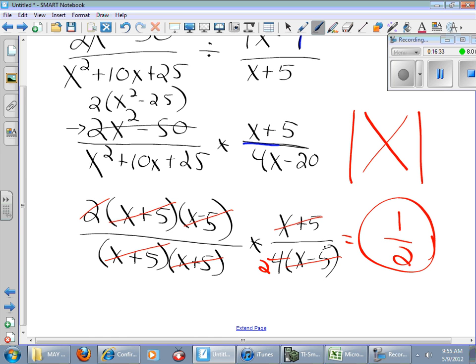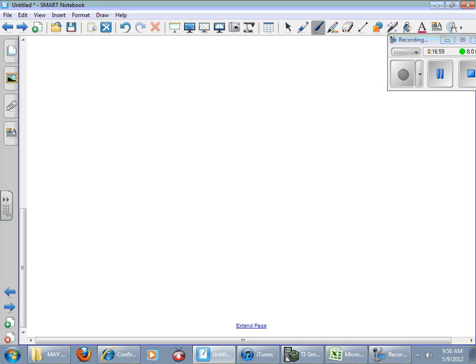Now, of course, x cannot equal -5, +5, and I think that's it. I have to check this denominator. I have to check this denominator, and I also have to check that because that used to be in the denominator. But there it is. It's that simple.